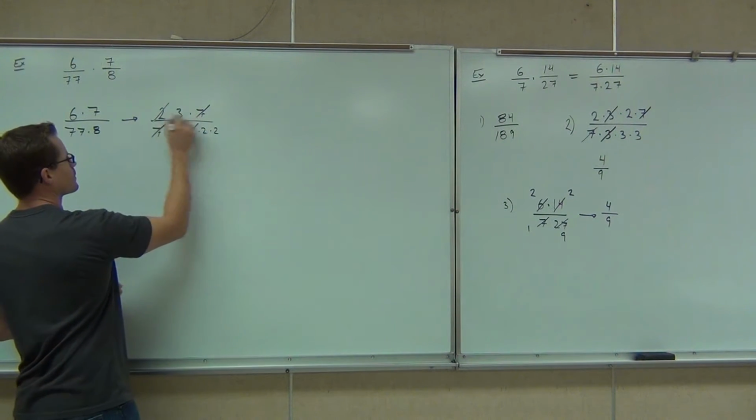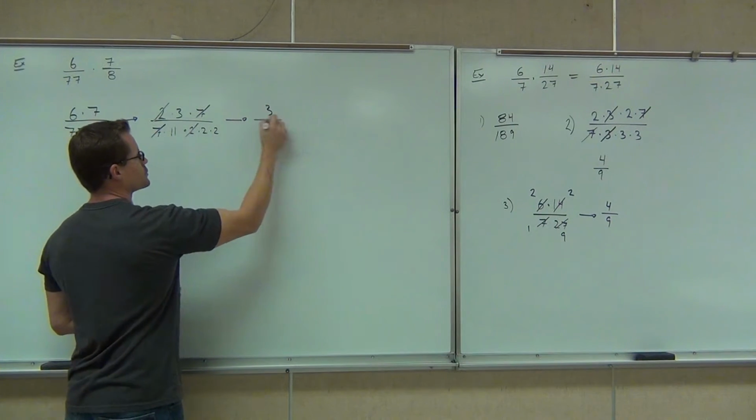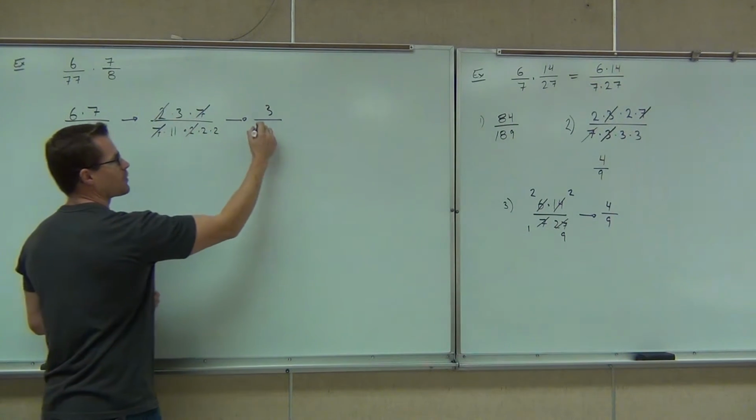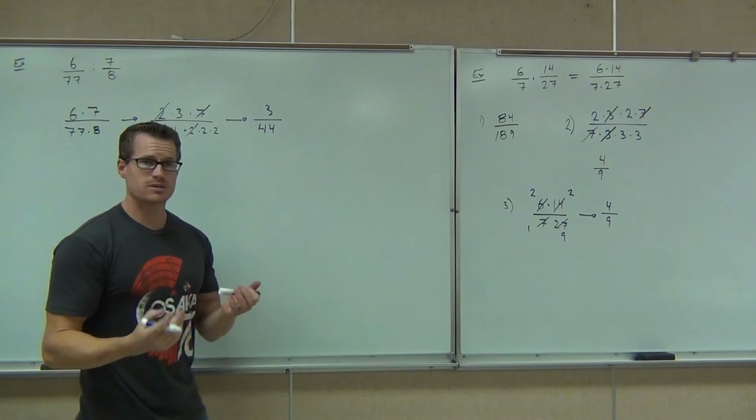44. Yeah, 3 for sure, because we have the 3. 11 times 4 is 44, and that's as simple as it gets.